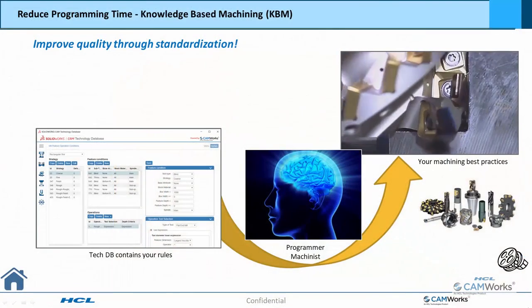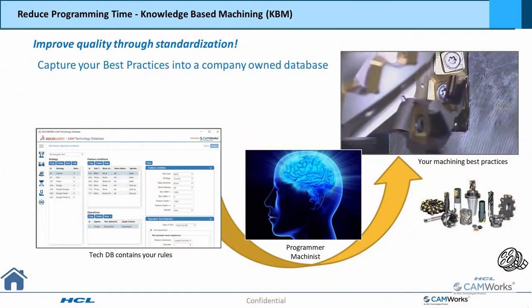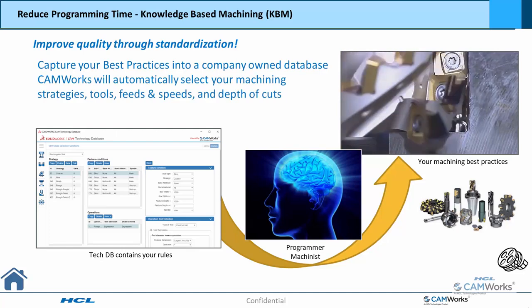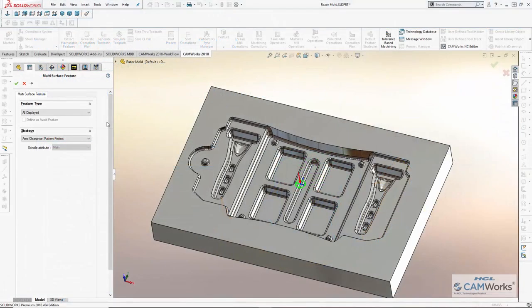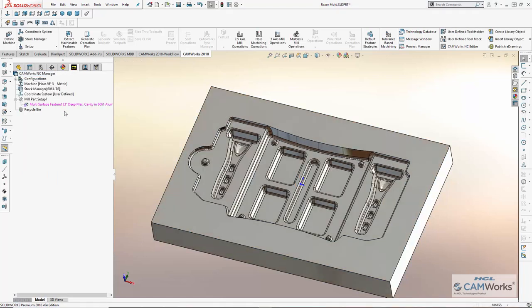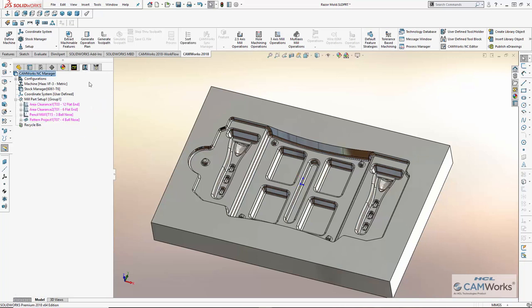CamWorks Knowledge-Based Machining is fully customizable, so you can capture your own best practices, and CamWorks will automatically generate all of the operations with the tools, feeds, speeds, and depth of cuts. In this case, I'll select the machining strategy I've already stored for machining mold cavities using CamWorks VoluMill to generate ultra-high speed toolpaths for the roughing. Once selected, I can now generate all of the operations and toolpaths for machining the cavity automatically.